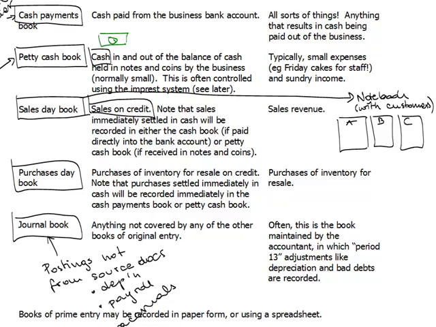And then at the end of the period, or at the end of the interval that was assumed in this accounting system, the total from your sales daybook will be transferred, and the total of that will be recorded as debit receivables, credit revenue.